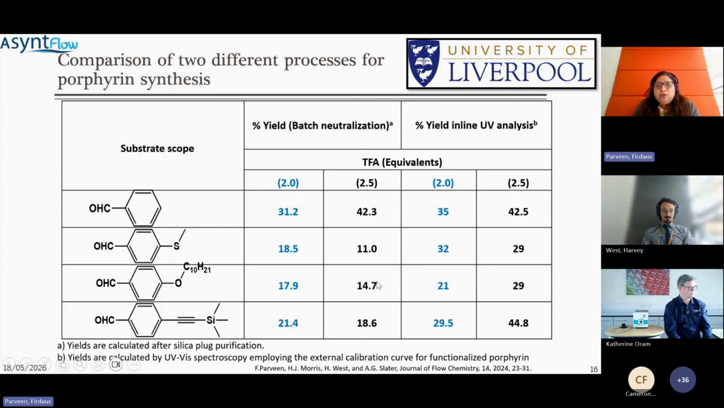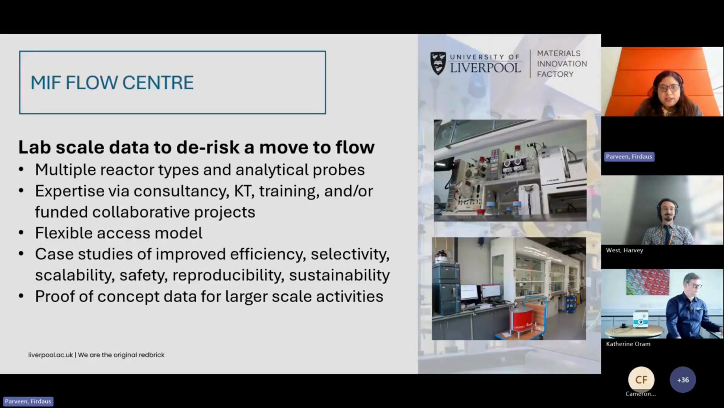So to further improve this process, we suggest that we should add an inline purification method so that we can further improve the system. Further, collecting the data at multiple points in the reactor would be essential if we want to fully understand the process. That will be covered by my colleague Harvey in his slides.